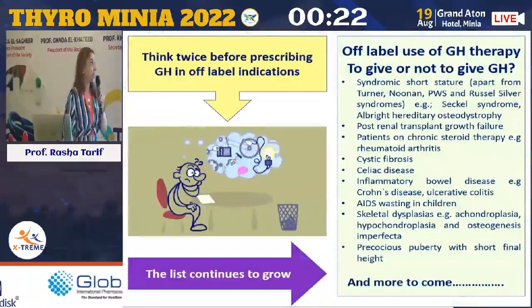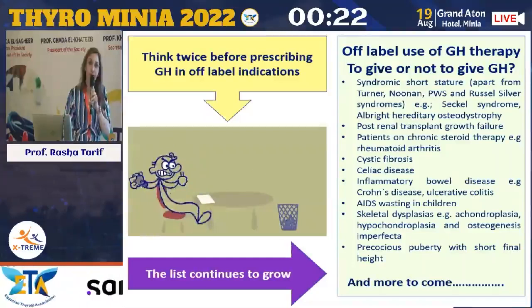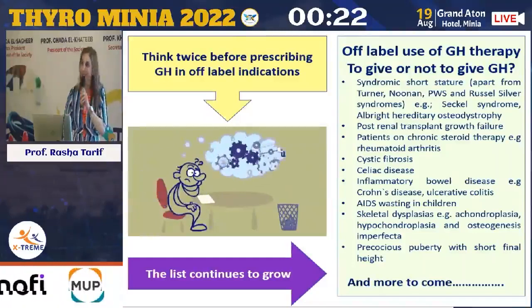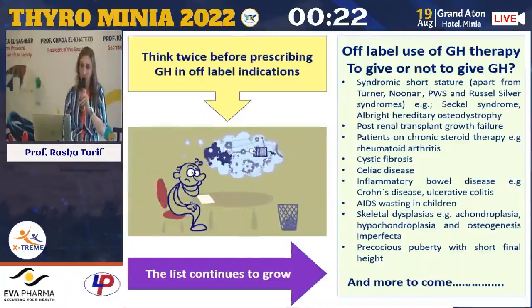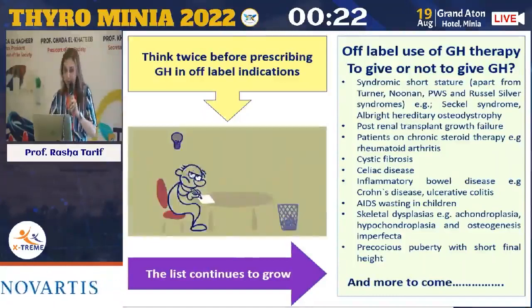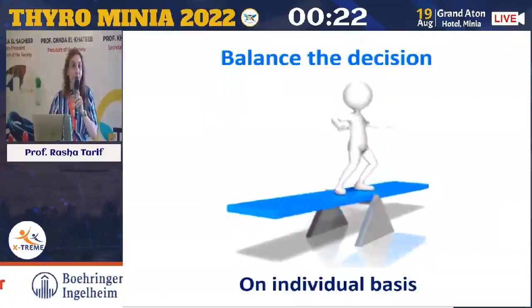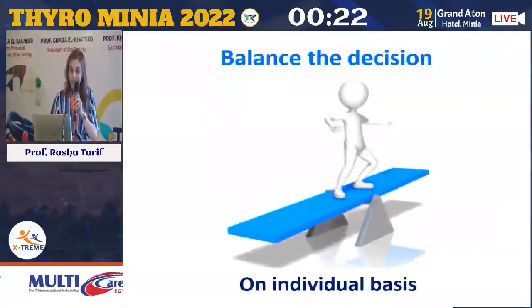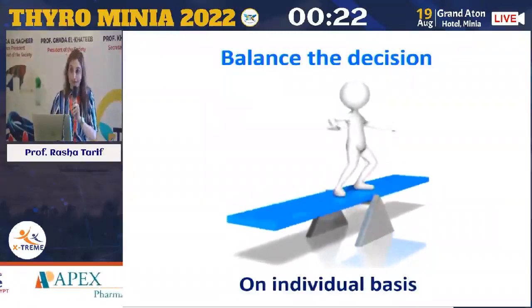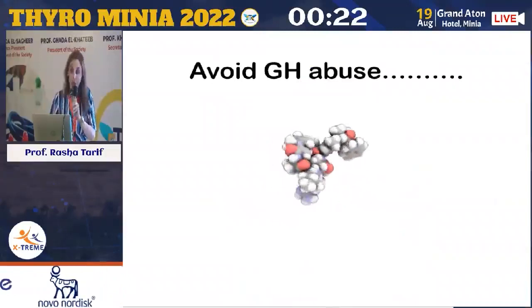On the other hand, we have to think twice before prescribing growth hormone in the off-label indications. Don't take it so easy to write down growth hormone. The list is growing and there is more to come. We are seeing growth hormone prescribed in other off-label indications. We have to balance the decision, and we have to treat on an individual basis, like the cases that I showed you. And please avoid growth hormone abuse.